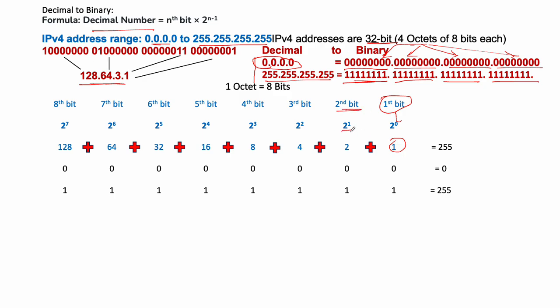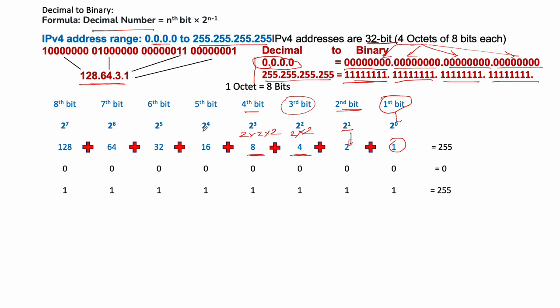So when you do 2 raised to power 1, it's 2. That's basically 2, right? Third bit, what is 2 raised to power 2? 2 multiplied by 2. That comes to 4. What is the fourth bit? 2 raised to power 3. So 2 multiplied by 2 multiplied by 2.